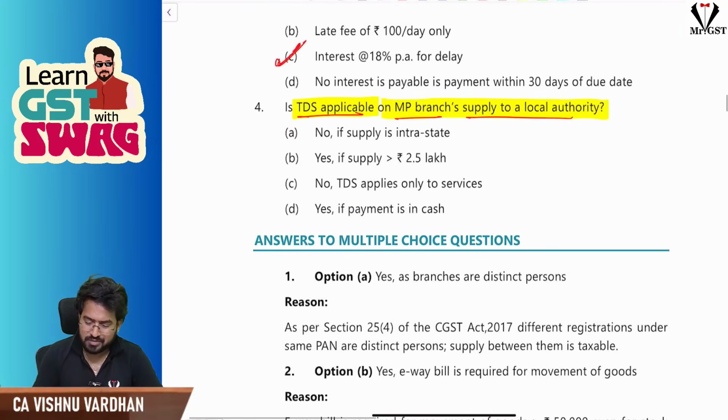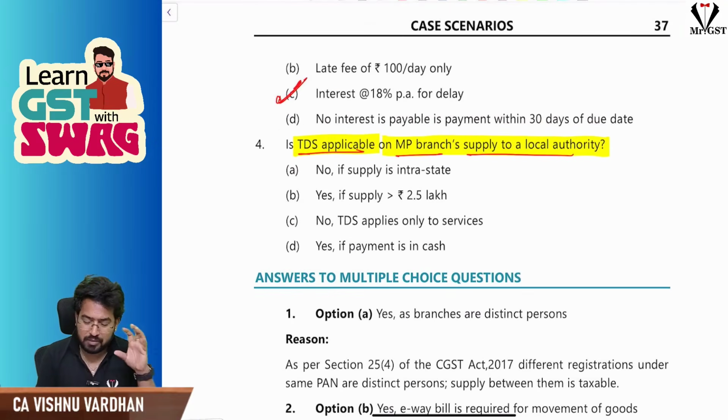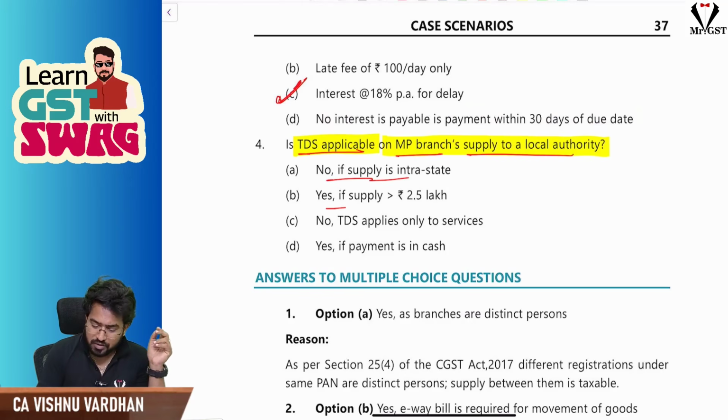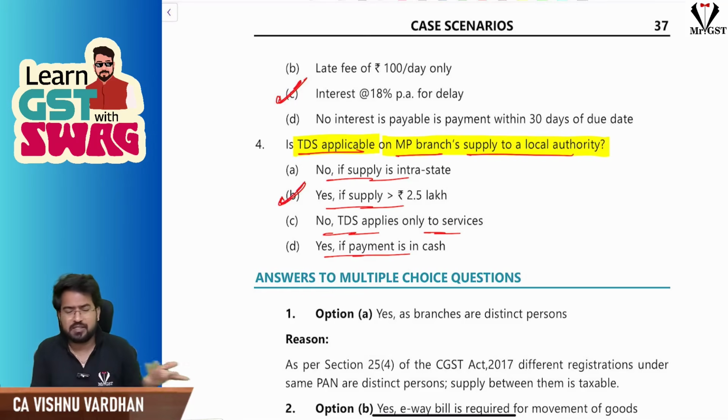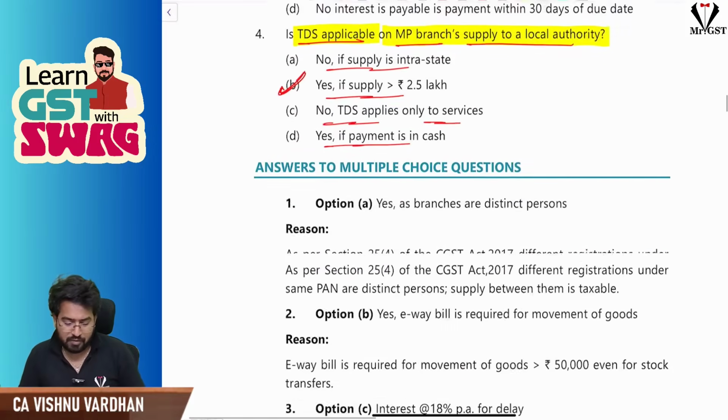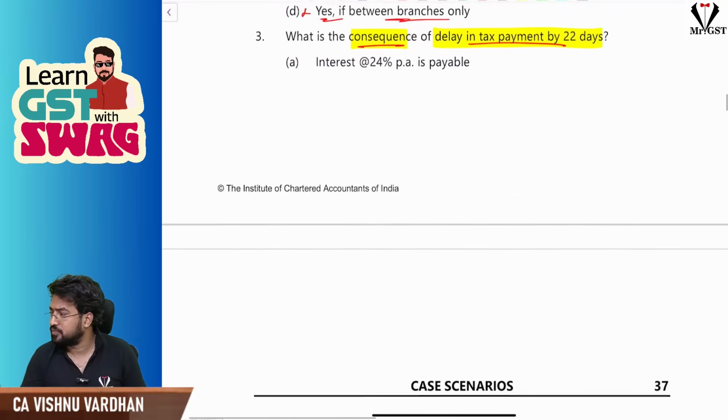Let us see the options. So in this question, majorly they have not given any much information on that. They are just testing your knowledge on provisions. No if supply is interested. No if supply, yes if supply is greater than 2.5 lakhs. No TDS if only services. No, yes only if payment is. So you know option B is the appropriate option. Yes, TDS is applicable if it is greater than 2.5 lakhs. Fine. With this, we are done with this case study also.